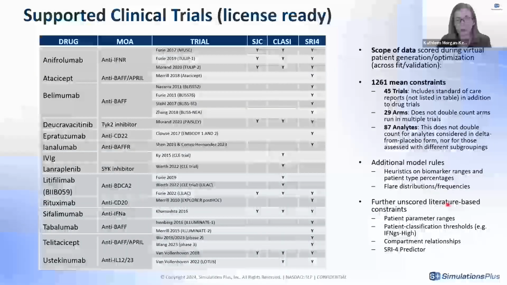In addition, there are model rules for heuristics on biomarker ranges for different types of patients, as well as flare distributions and frequencies. The model is further constrained by various patient parameter ranges, as well as identification of patient classification thresholds, like high interferon gene signature, as well as compartmental relationships and an SRI4 predictor. The specific use of this data between fitting and validation can be customized. We do have recommended approaches based on our experience, but each project is unique.